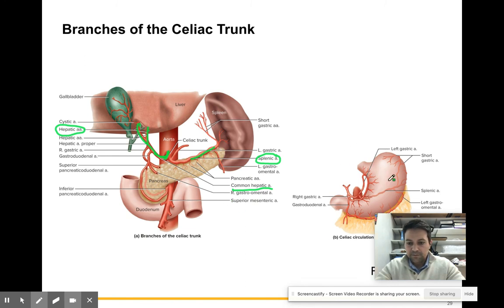On the stomach side, we have gastric arteries. Anything that's really covering the surface of the stomach, we have our gastric arteries.